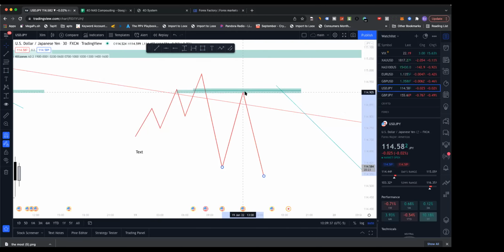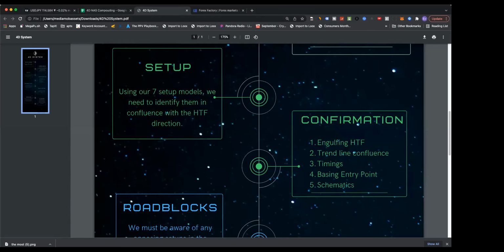Okay, we need to find our setup models. In here or here, if we find our setup models, we can take them. After the setup, we're looking for our confirmation.